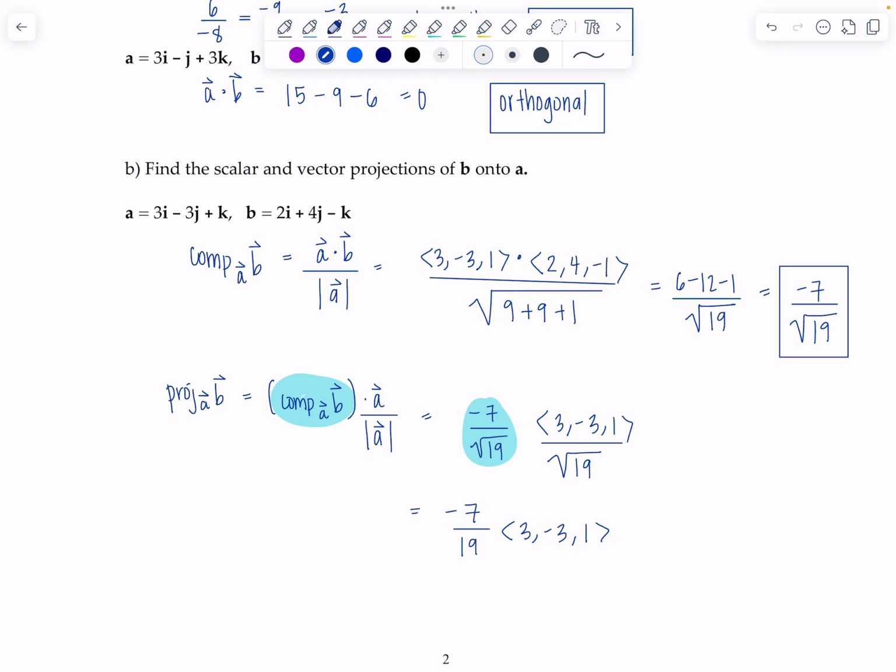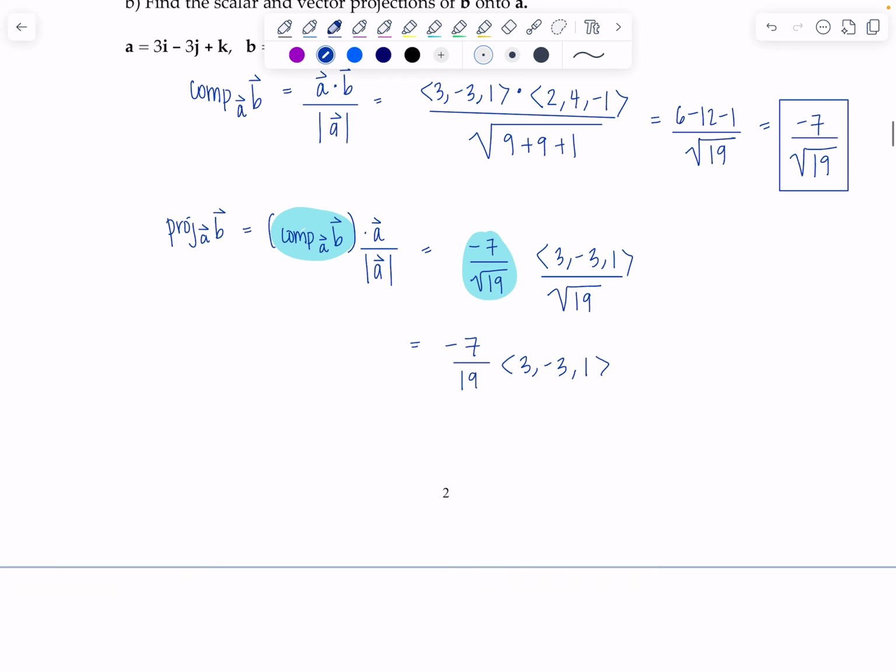I accepted that. That was full credit. Some people stopped there. I'm like, you know what? You live your life. Some people left just 1/19 out and made this negative 21, 21, negative 7. That was cool. And some people just distributed all the way through. That was wonderful as well.